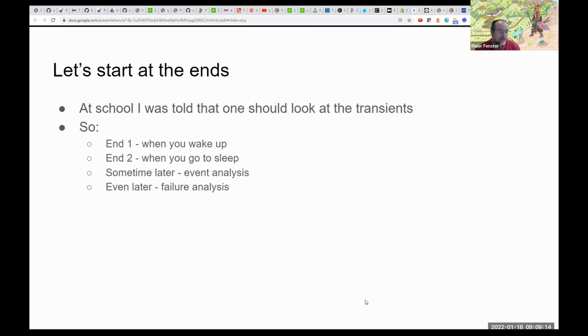And one end of the operating system is when the rover wakes up. What does it do when it wakes up in the morning? Another one is what does it do when it goes to bed at night? The next step would be looking at events. What happens when certain events happen? What services does the operating system provide? And later we talk about failure. What happens when we have a failure event? But I didn't do those last two.